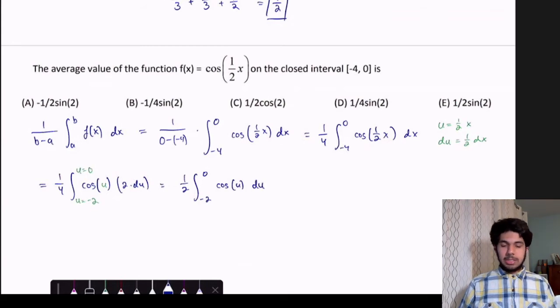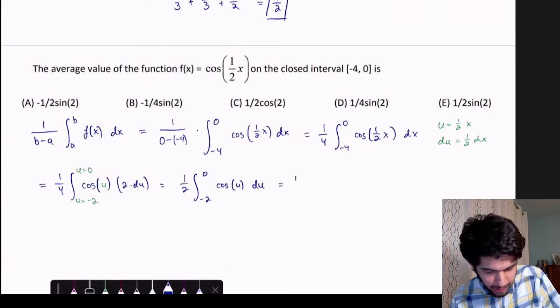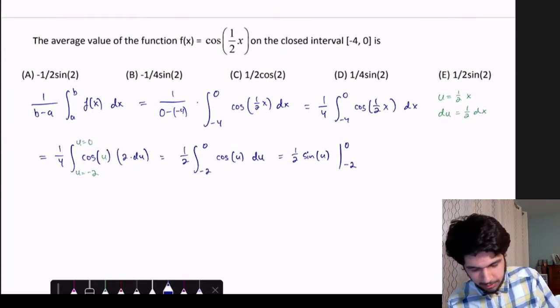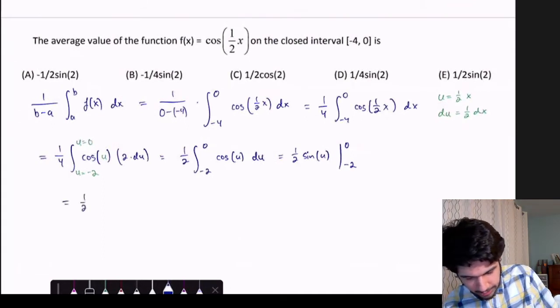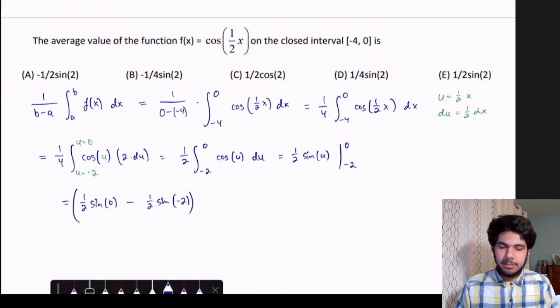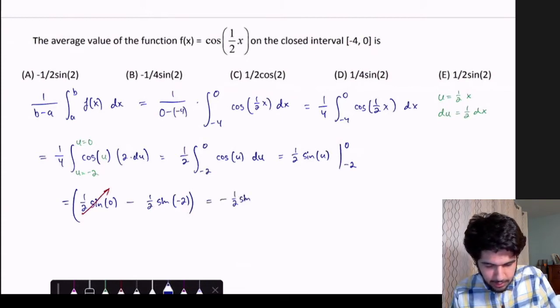So the integral of cosine is equal to sine. So this would be equal to 1/2 sine of u, and we'll evaluate it from 0 down to -2. This just comes down to using the fundamental theorem of calculus. So that would equal 1/2 sine of 0 minus 1/2 sine of -2. Well, sine of 0 is 0, so this first term will go to 0. So we're just left with -1/2 sine of -2.